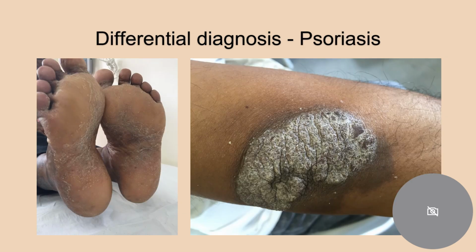The differential diagnosis for tinea includes psoriasis. As you can see, these are very silvery, hyperkeratotic or thickened plaques that are often occurring symmetrically on the extensor surfaces of the body and also underneath the feet. So if you ever see a patient with what you think is tinea pedis, you can also just ask the patient to undress and make sure that there are no other plaques on the body.